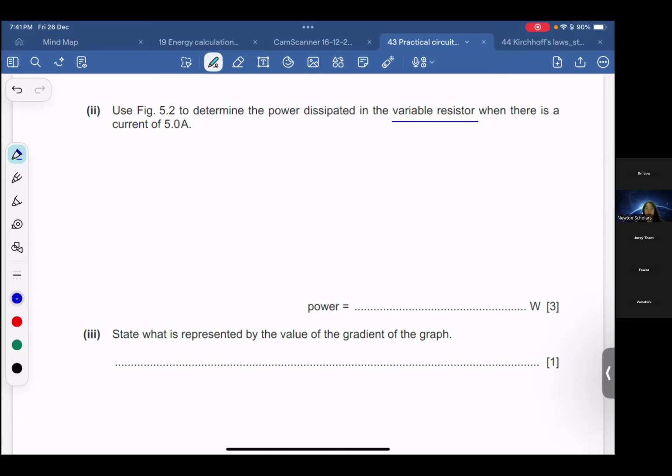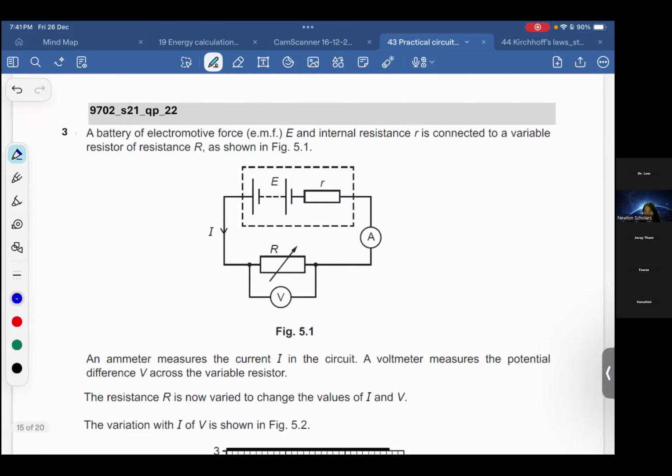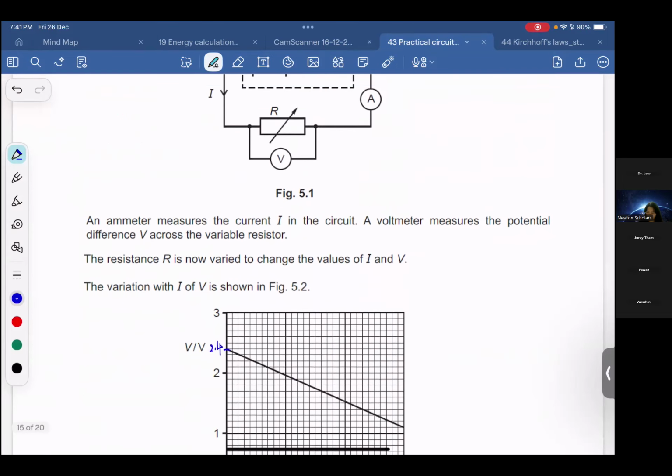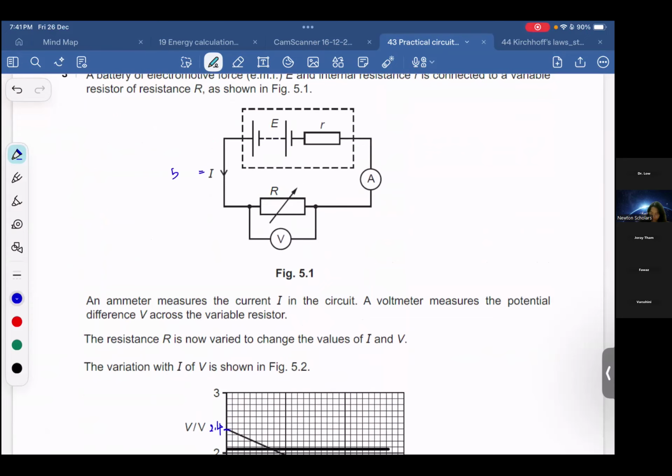Okay, boys and girls, you need to read the question carefully. They might ask you for the power dissipated in the internal resistor, so the answer will be totally different. Now it's asking you for the variable resistor when there is a current of 5.0 ampere in the circuit. So what is the power dissipated here?